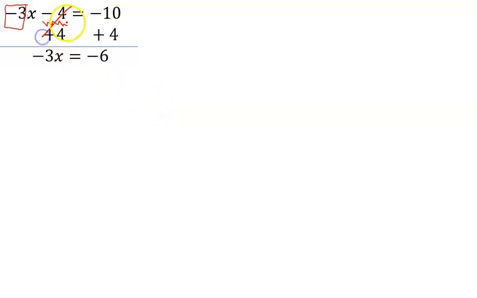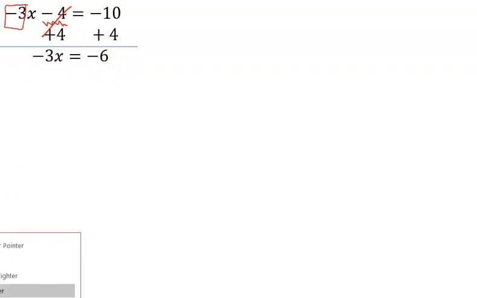So after that, we have 0 because negative 4 plus 4 will give us 0. So technically we have a plus 0 here, but anything plus 0 is itself, so we can just get rid of plus 0. So we bring down negative 3x, and on the right-hand side, after we add 4 to negative 10, we get negative 6.